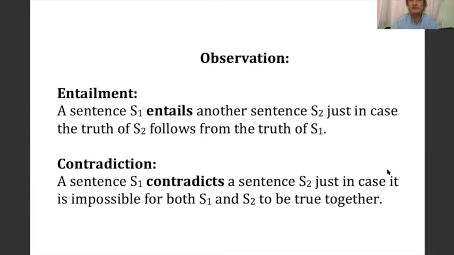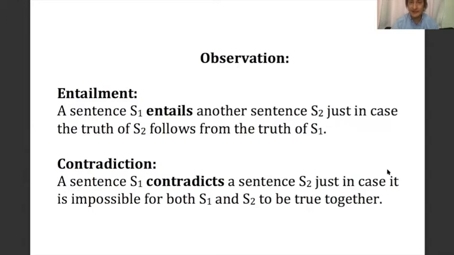So we're going to be making observations largely about meaning. And there are two kinds of observations that are particularly important. Observations involving entailment. Entailment is a relation between two sentences. One sentence, S1, entails another sentence, S2, just in case the truth of the second one follows from the truth of the first one. And we'll see examples soon.